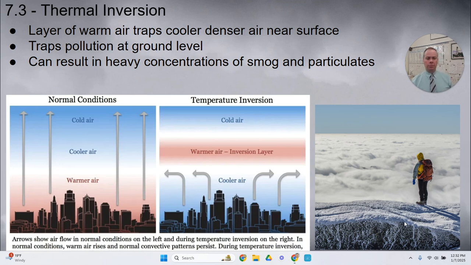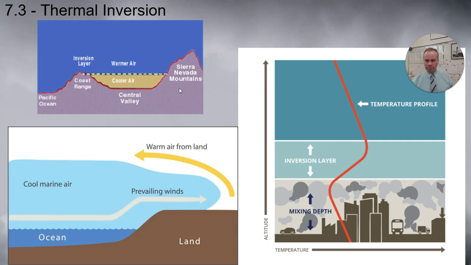You may sometimes see pictures of people hiking on mountains where a temperature inversion has formed, and it actually contains a layer of clouds below the surface of the mountain. That's what you're seeing in this picture. I know some people go out and try to seek this because it's an interesting phenomenon to see and photograph.